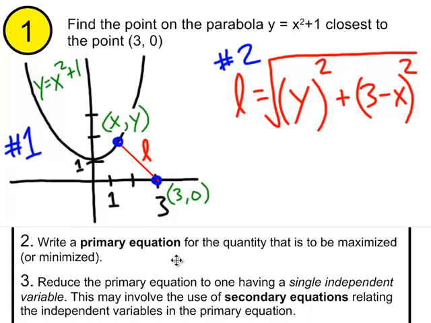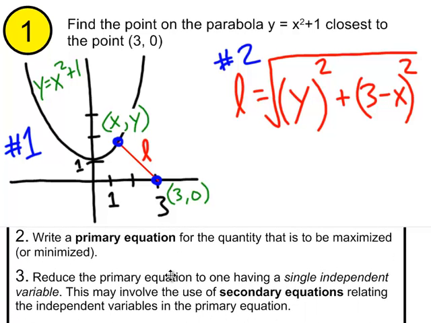I'm going on to step 3 here. We take that primary equation, the thing that we want to minimize, and we want to reduce it to a single independent variable. In other words, we don't want it to have both an x and a y on this side. I don't care if it has just x, I don't care if it has just y. Either of those is fine, but it can't have both. So how convenient it is that we already have a secondary equation that relates the x and the y there. Remember, that's what we call a secondary equation, is one that allows us to relate these two and thereby get down to one variable. So here is our secondary equation.